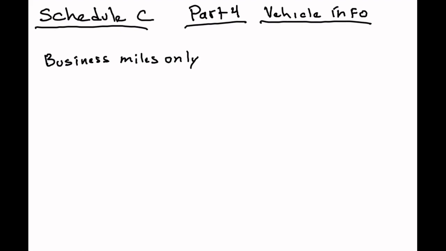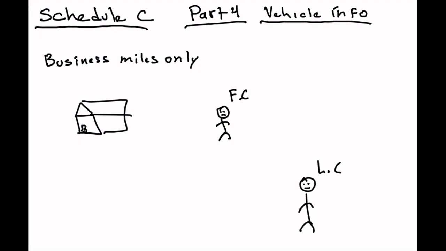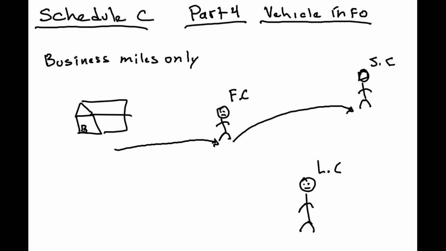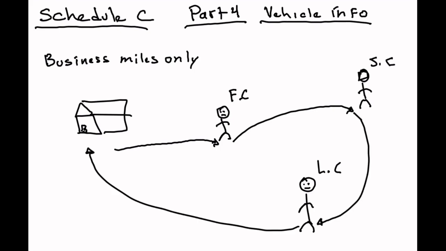This is your home. This is your first customer. Okay, first customer. And this is your last customer. So first customer, last customer, okay? And then you're in your vehicle, you're in your car, and you're going to go to the first customer, right? Let's actually do one more customer here just to make it more fun. Let's do second customer. So you go from your house to your first customer, to your second customer, to your third customer or last customer, and then back home.